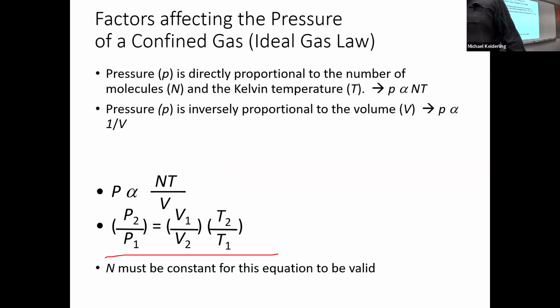And then if you have a confined gas, an ideal gas, it follows the ideal gas law. Pressure is directly proportional to the number of molecules and the temperature in Kelvin, and inversely proportional to the volume. The pressure is proportional to N times T over volume. So P2 over P1 equals V1 over V2 times T2 over T1. And then it would also be times N2 over N1. But N will be constant in all the problems I give you on the test and on the homework. So we're not going to worry about changing N.